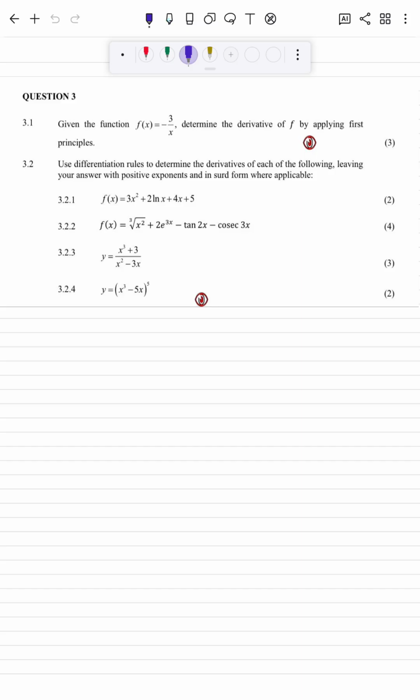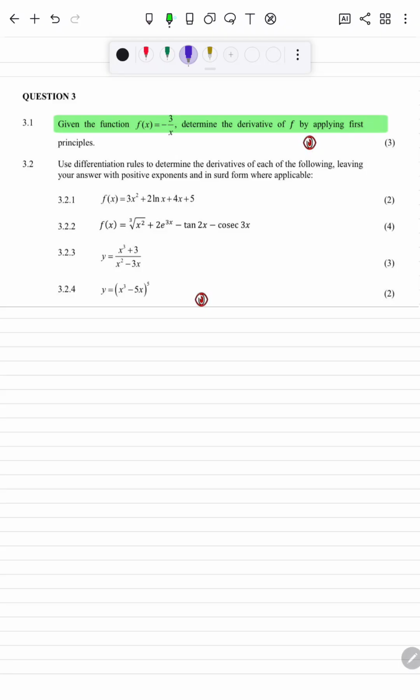So for 3.1, I think we can agree that we would know what to do when it comes to finding the derivative of a function using first principles. That is well captured in our first session of calculus. So let us go to 3.2 to differentiate different types of functions and different compositions, how the functions are put together. So 3.2 reads, use differentiation rules to determine the derivatives of each of the following, leaving your answer with positive exponent in surd form where applicable.